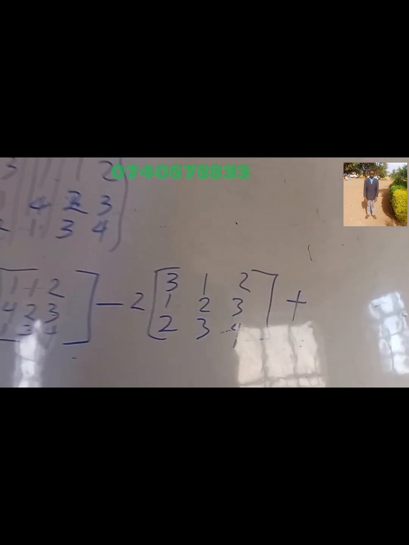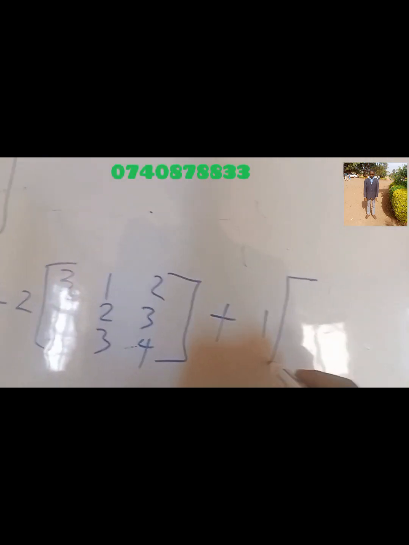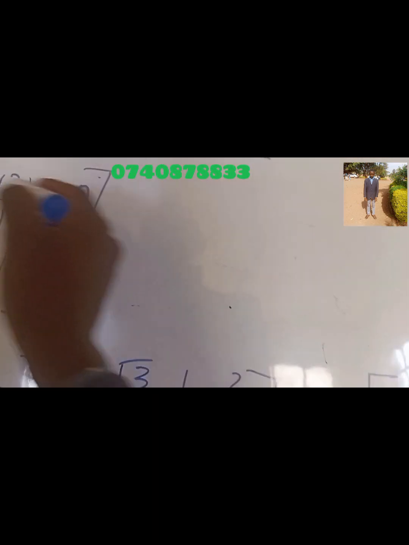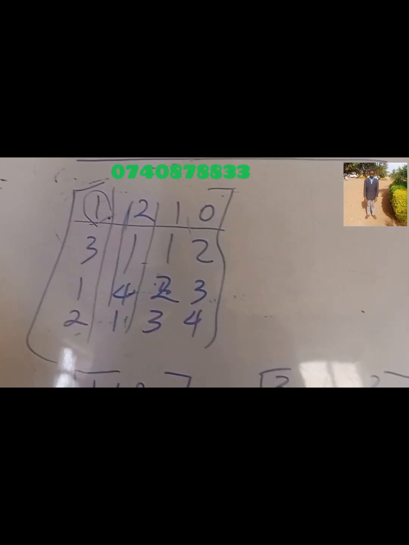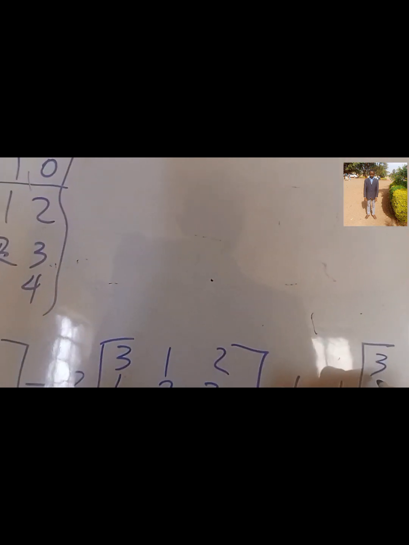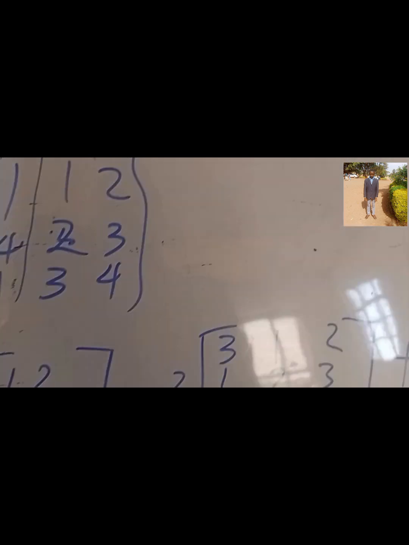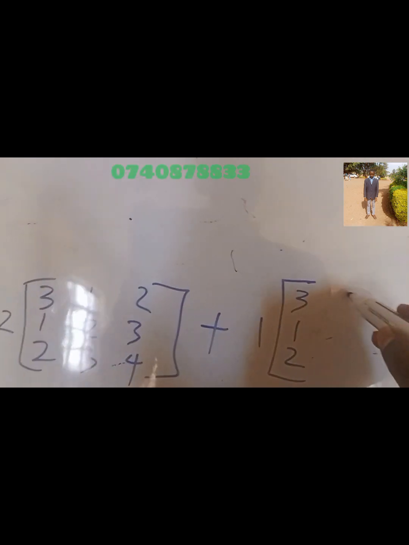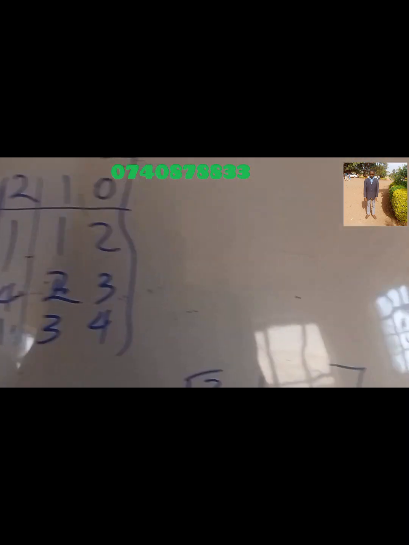Then it is just 1 into, you ignore the row and the column. On ignoring the row and column, you will remain with 3, 1, 2. Then you have 1, 4, 1. And finally, we have 2, 3, 4.